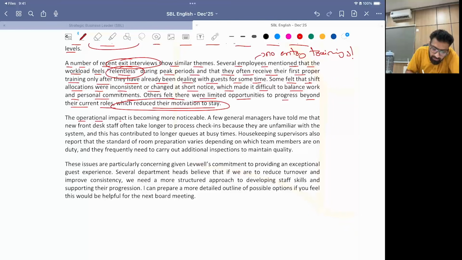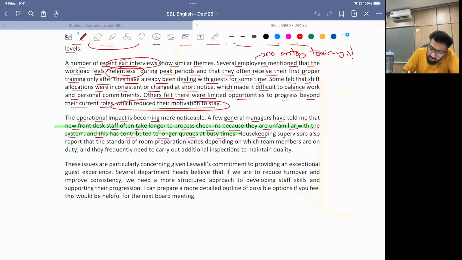The operational impact is becoming more noticeable. A few general managers have told me that new front desk staff often take longer to process because they are unfamiliar with the system, and this has contributed to longer queues at busy times. Because they don't know how to run the system efficiently, customers are standing in lines while we are just trying and testing it with the system. Okay, this is how the room gets a key, this is how we get payment. So guys, what are you doing now? Your staff should be trained just like a machine, so that customers could be really happy with the type of services that you are giving.